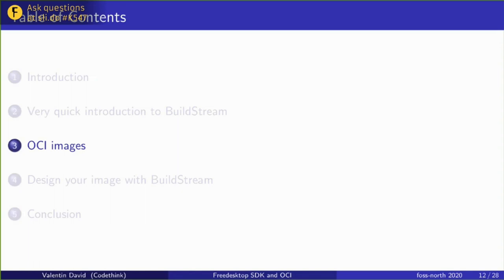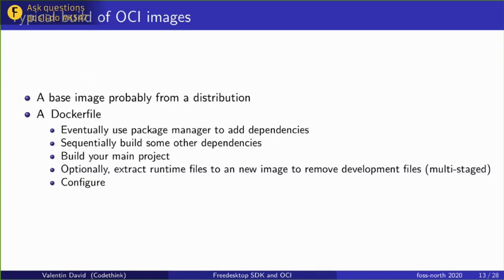Now I will talk a bit about container images. So how do we typically build OCI images? I think often what is done is you choose a base image, and probably it's a distribution, like the base Docker or OCI image for Debian or Fedora or Alpine, which is a very common distribution to use.